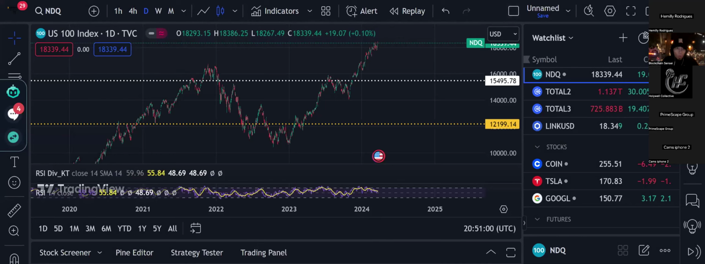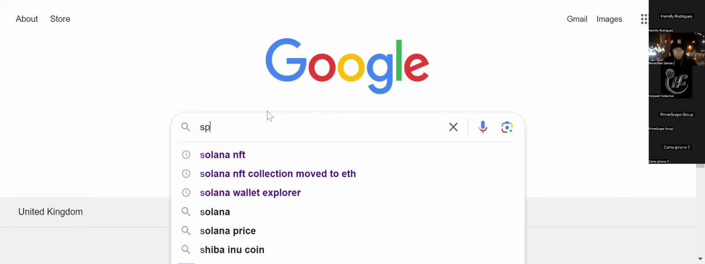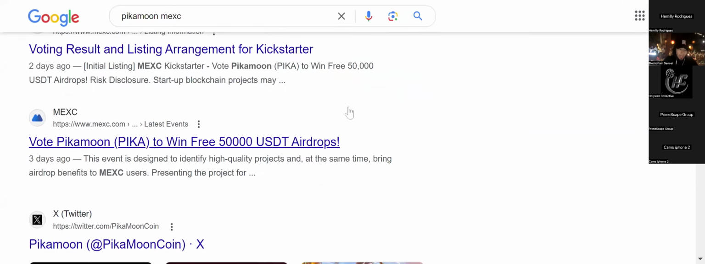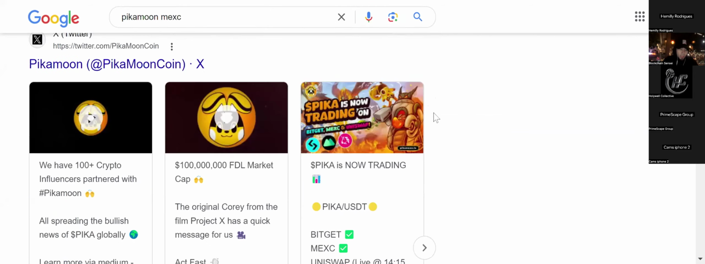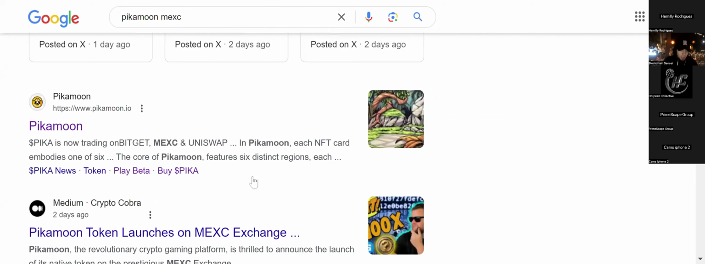I'm going to give you guys an ultra altcoin shill. Okay, so this is a project called Pikamoon. It only launched 2 days ago, and I personally know the founders, and I know there's millions in marketing in this project. It's only available on MEXC, Uniswap, and I think one other smaller centralized exchange. Let me just show you the chart.